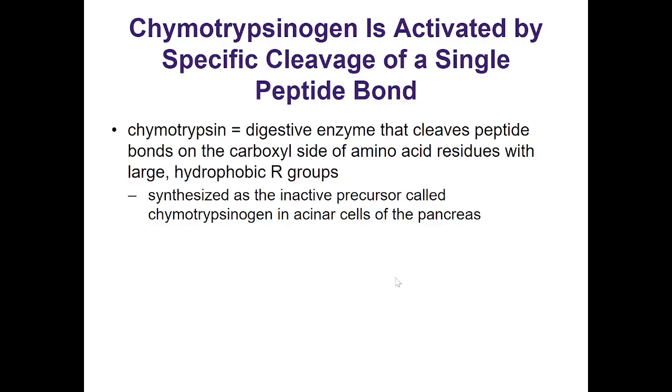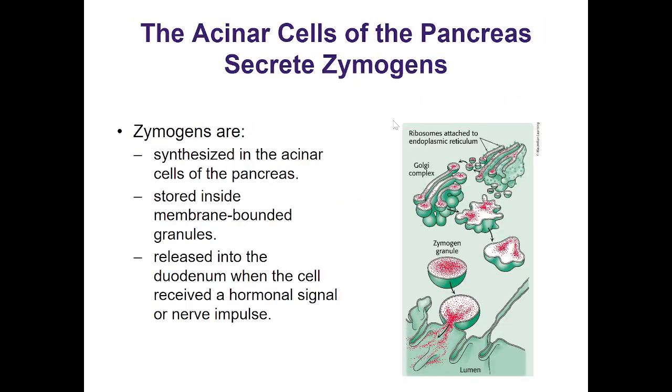Okay, so these are synthesized as an inactive precursor. These are called the chymotrypsinogens that we talked about before. This is going to happen in the acinar cells of the pancreas. Many of the zymogens are going to be synthesized, especially in the pancreas, in the acinar cells, where they will then secrete the zymogens.